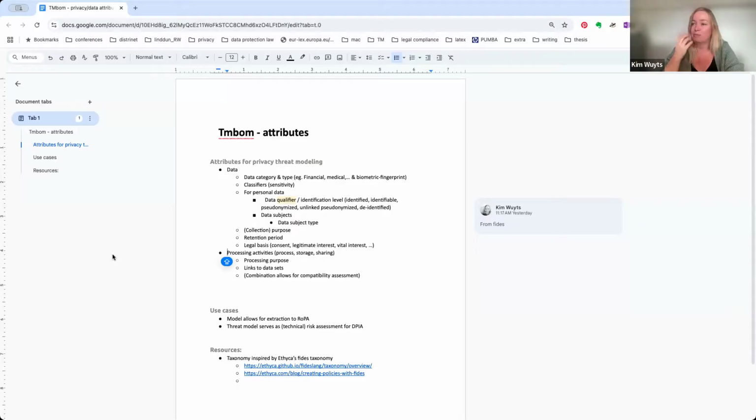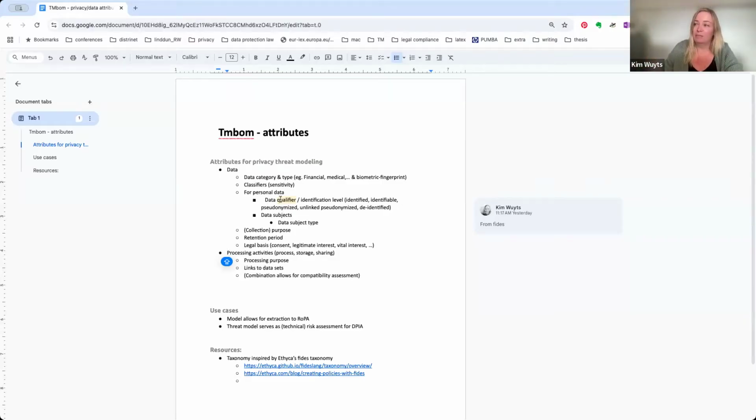Then from a personal data perspective, there's going to be data subjects. So who are the individuals that the data belongs to? Not in an ownership kind of way, but this is medical data about a patient, or this is information about whomever.